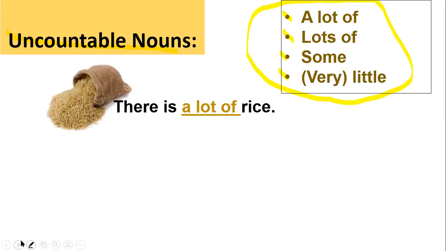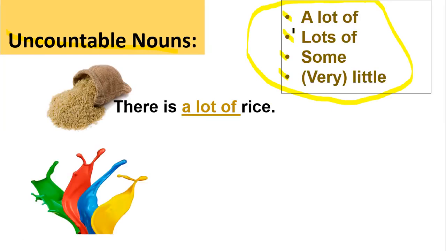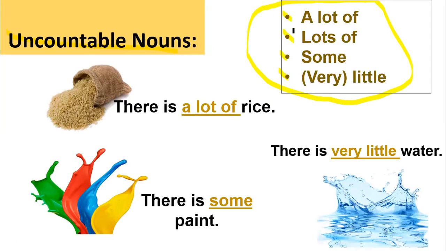There is a lot of rice. There is some paint. There is very little water. Okay? So in this case, I want you to tell me, and again, we're gonna do it one by one. Who wants to give me one example of any of these? But please, consider this. They are uncountable. So check, the word is singular. Who wants to give me an example of this?